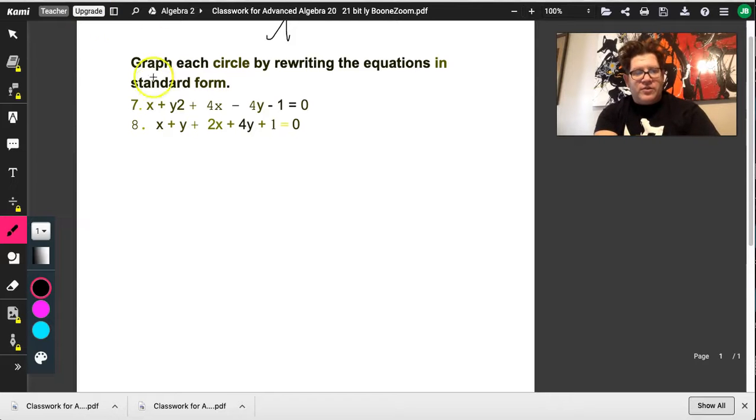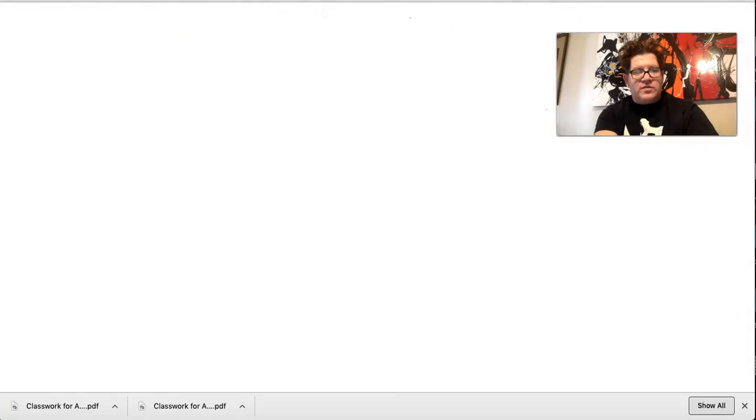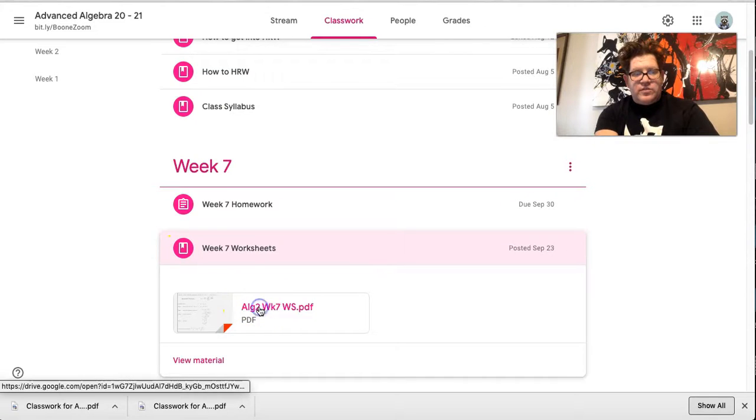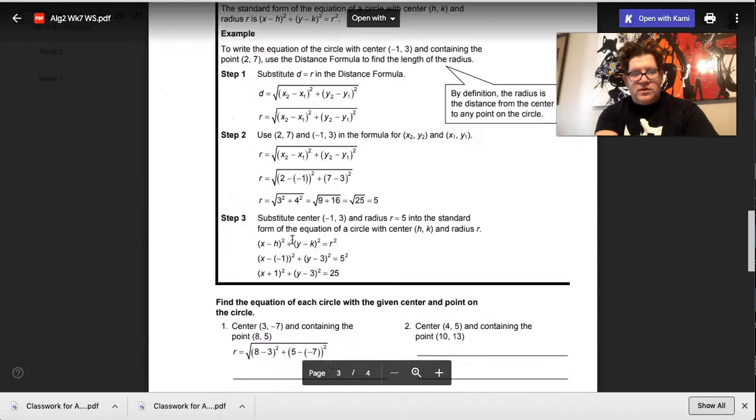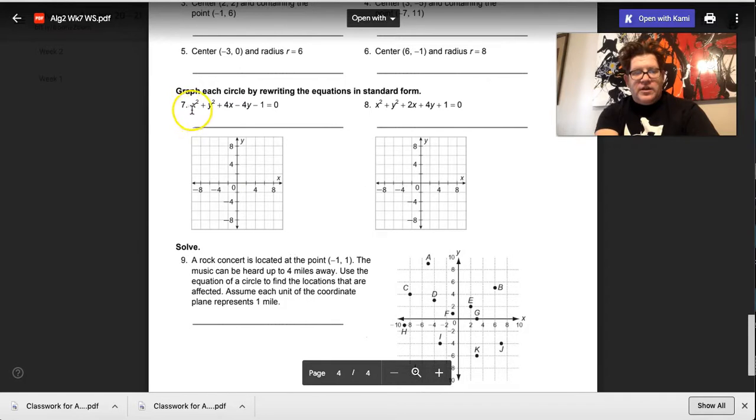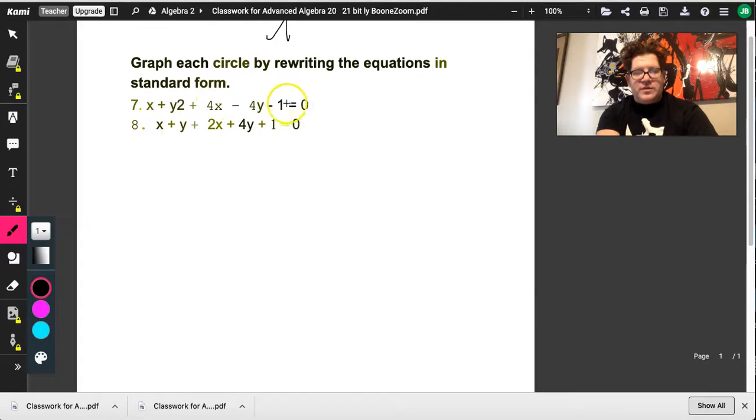So I'm going to check real quick, because I think this is supposed to be x squared plus y squared. So let's open this up. Scroll down. Yeah, x squared plus y squared plus 4x minus 4y minus 1. Okay, cool.